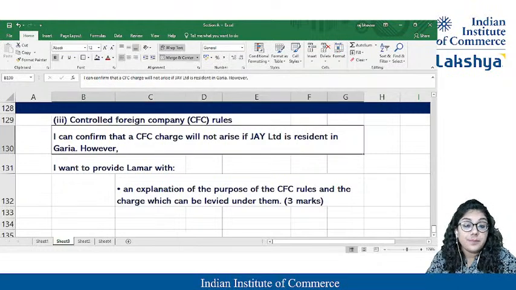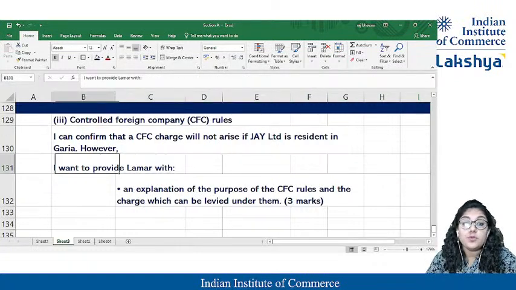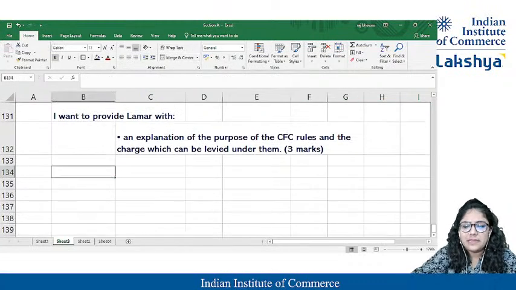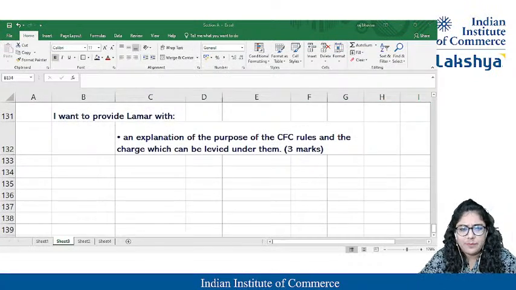I can confirm that a CFC charge will not arise if JA Limited is a resident in the area. However, I want to provide Lammer with what things. I want to explain to them the purpose of CFC rules and the charge which can be levied under them. Okay, so again there is a theoretical answer which they have presented to us. We will write the answer accordingly.